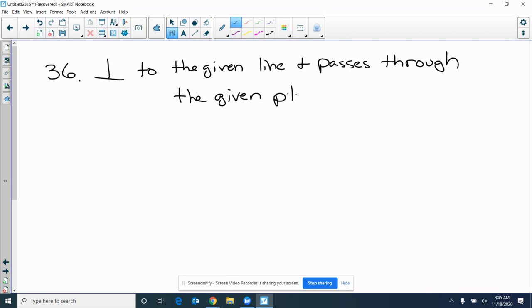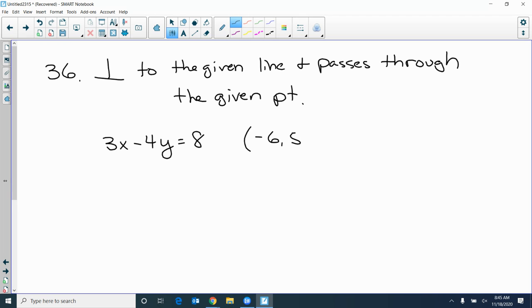All right, now Allie, for 36, give me the information they give you. The equation? Yep. 3x minus 4y equals 8, and then in parentheses, -6, 5. All right, we good there? That makes sense. We want to find the line perpendicular to this line that passes through that point.